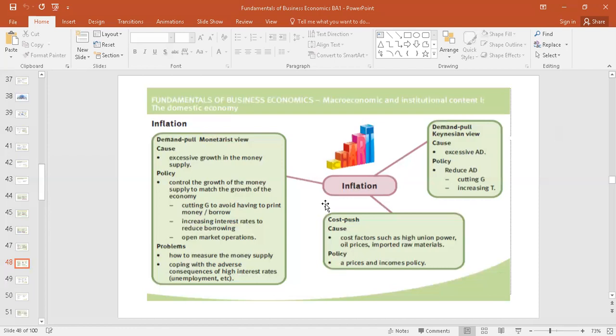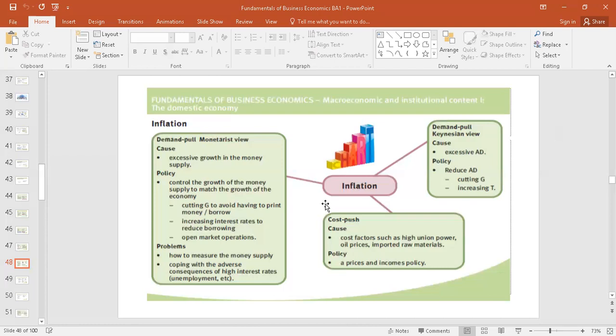Then we see the Keynesian view of inflation, that is demand pull. Inflation arises, and the root cause of it is excessive demand. When the total consumption of goods and services increases, when there is excessive demand, that is when inflation rises. So what is the policy? Policy is to reduce the aggregate demand. With excessive aggregate demand, more activity happens, more output is produced, and that more output results in more consumption. So people start buying these products, and when people start buying more and more goods, that can result in an increase in the prices.